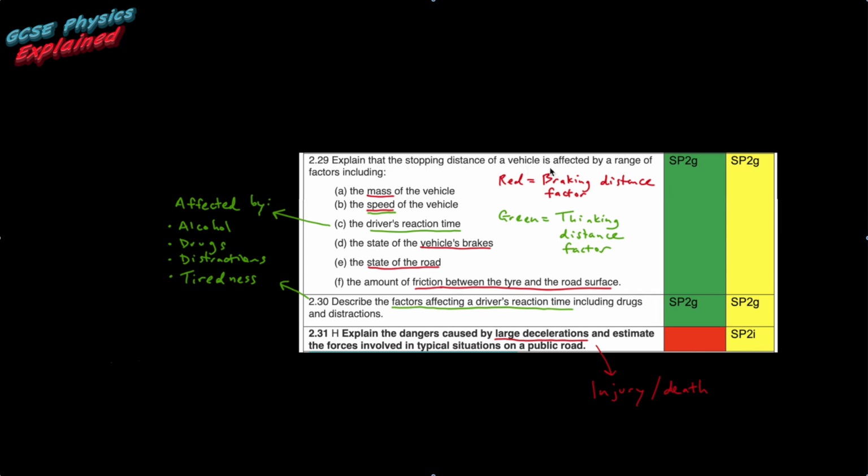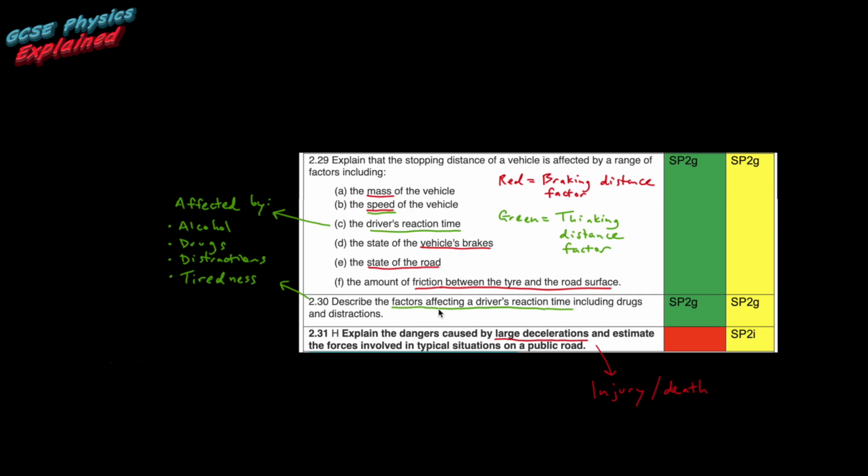Explain that the stopping distance of a vehicle is affected by a range of factors, including the mass of the vehicle, speed of the vehicle, driver's reaction time, vehicle brakes, state of the road, and the friction between the tyre and the road surface. If it's underlined in red, then that's a braking distance factor. If it's underlined in green, then it's a thinking distance factor. So remember, the braking distance is the distance you travel once you've pressed the brakes on the car. The thinking distance is the distance that you travel while you're thinking about pressing the brakes. For example, if someone steps out onto the road.